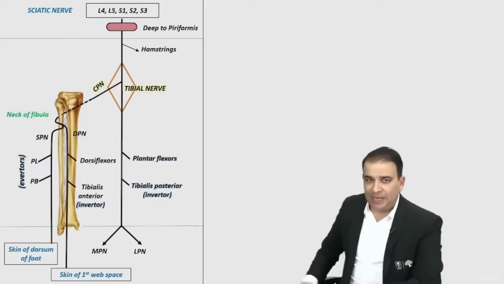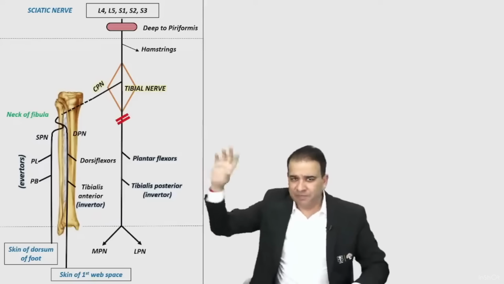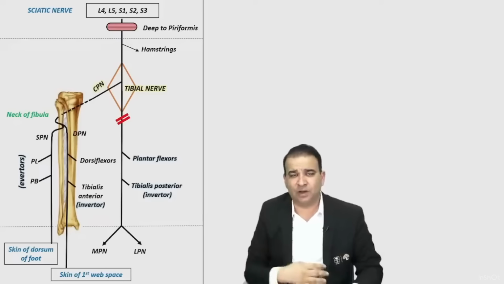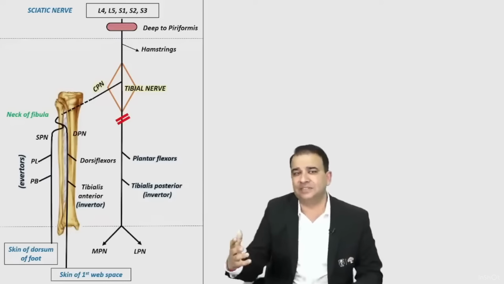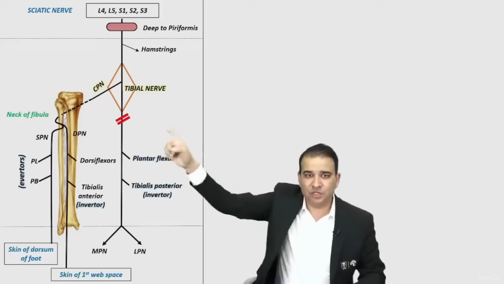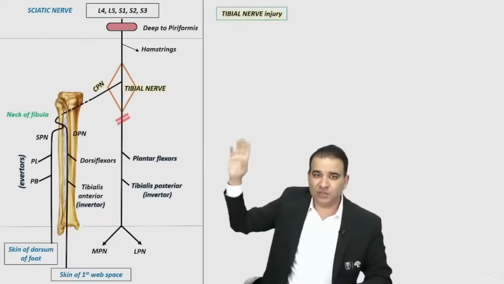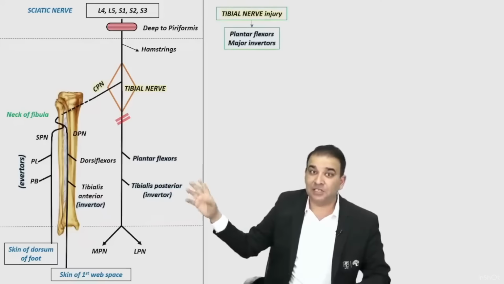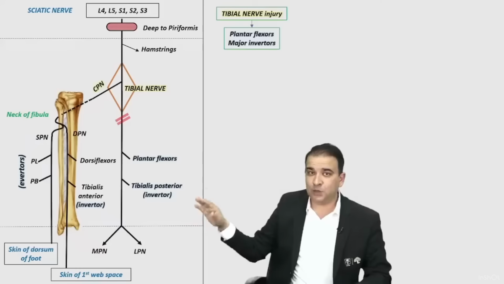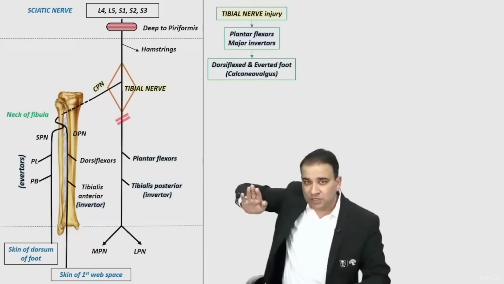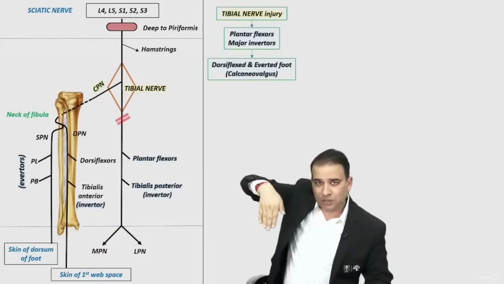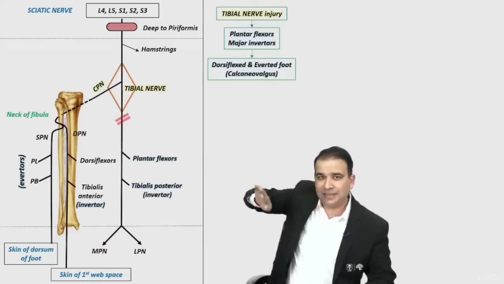Okay, now tibial nerve, guys. If the tibial nerve is injured, not a very common site of an individual tibial nerve injury, but let's say if the tibial nerve is injured, obviously which muscles are gone? The plantar muscles are gone here. So in case of tibial nerve injury, obviously the plantar muscles are gone, and the major inverters are also affected here, and that's why the foot will come into what position? It will come into dorsiflexed position and everted foot. Dorsiflexed and everted foot here, and that is a calcaneovalgus.